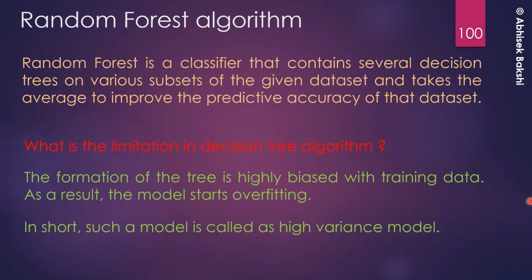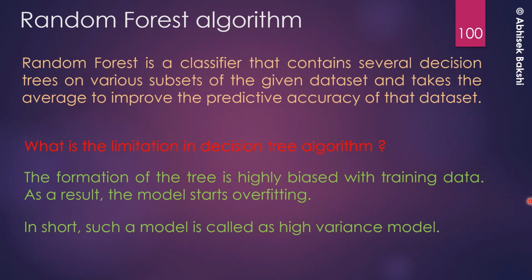So remember, the formation of the tree in a decision tree is highly biased with the training data. Highly biased means it can start overfitting, and obviously it has a very high variance. So it is very difficult to create a generalized model with the decision tree.